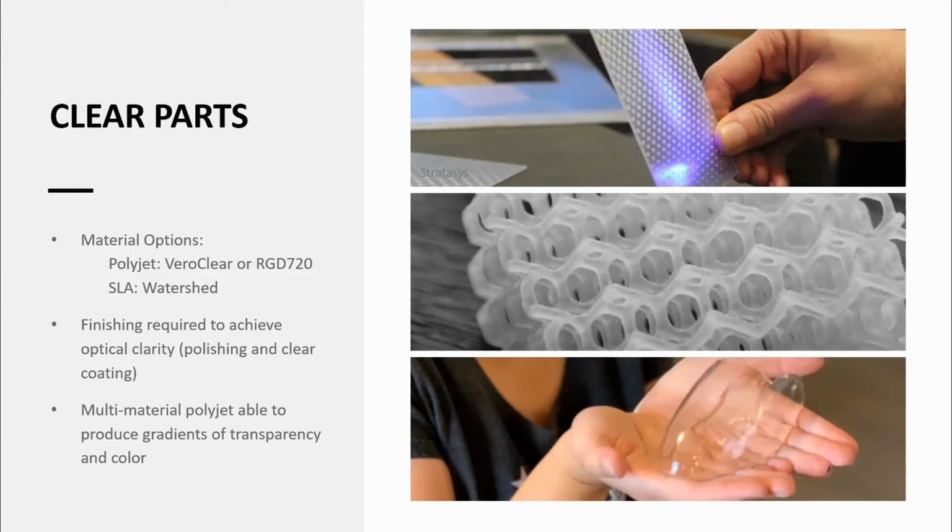It also offers us the capability to combine it with other materials such as opaque materials. Finally, the multi-material capability in Polyjet allows an entire range of clear and translucent materials where we can produce gradients of clear with opaque materials as well as different colored materials in full color Polyjet printing.